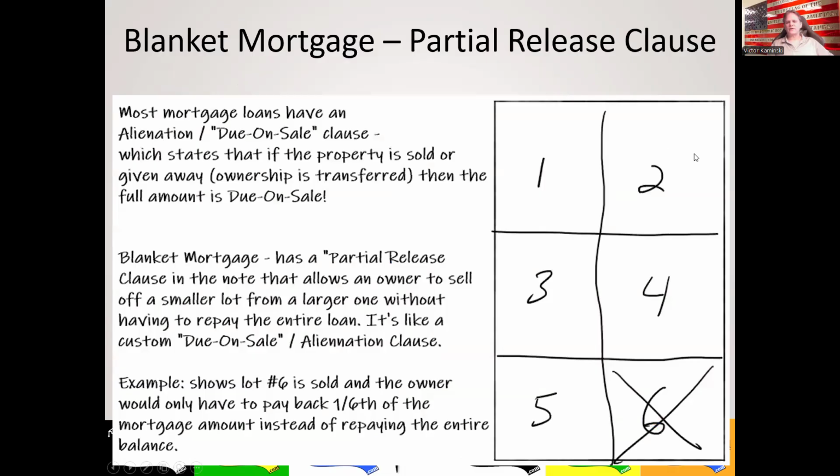So here's a graphic of that. If you got a blanket mortgage to purchase this big lot and develop it, and then you subdivide it into 6 smaller lots, you build a house and you sell one of them. You'd only have to pay back in this instance 1/6 of the loan. And then as you sell off another one, you'd have to pay back another portion, and so on and so forth.